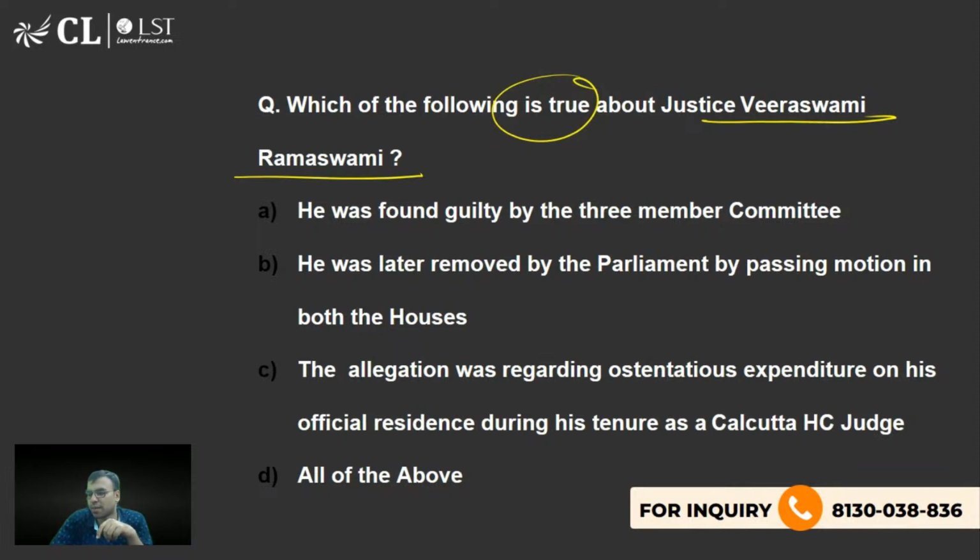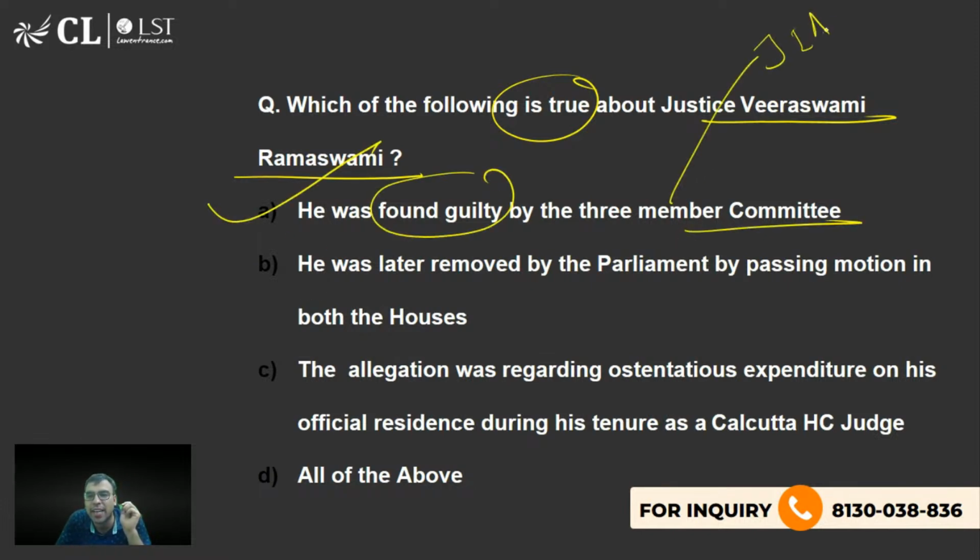Everyone should try to answer. I'm waiting for the response. He was found guilty by the 3-member committee. Yes, the 3-member committee which is set up under the Judges Inquiry Act 1968. I've just told you. He was found guilty of that.